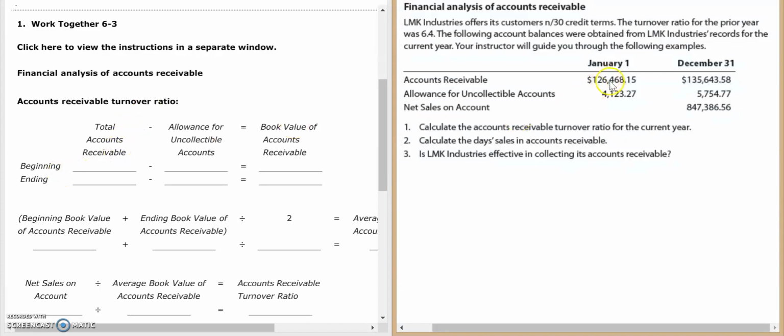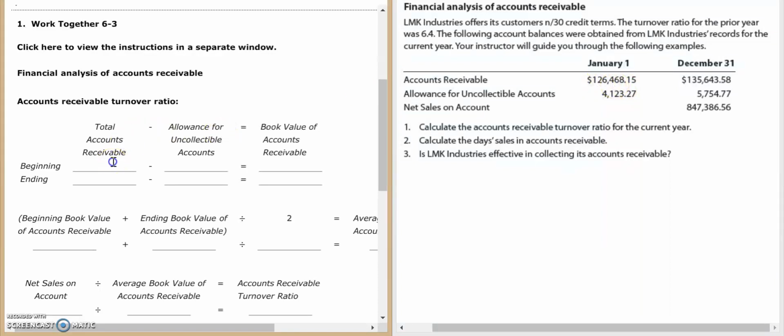So as you can see, it says our beginning accounts receivable is $126,468.15. Then we take out our allowance for uncollectible accounts at the beginning of the year, which was $4,123.27. And the difference between those two is going to be our book value of accounts receivable at the start of the year, which is $122,344.88.